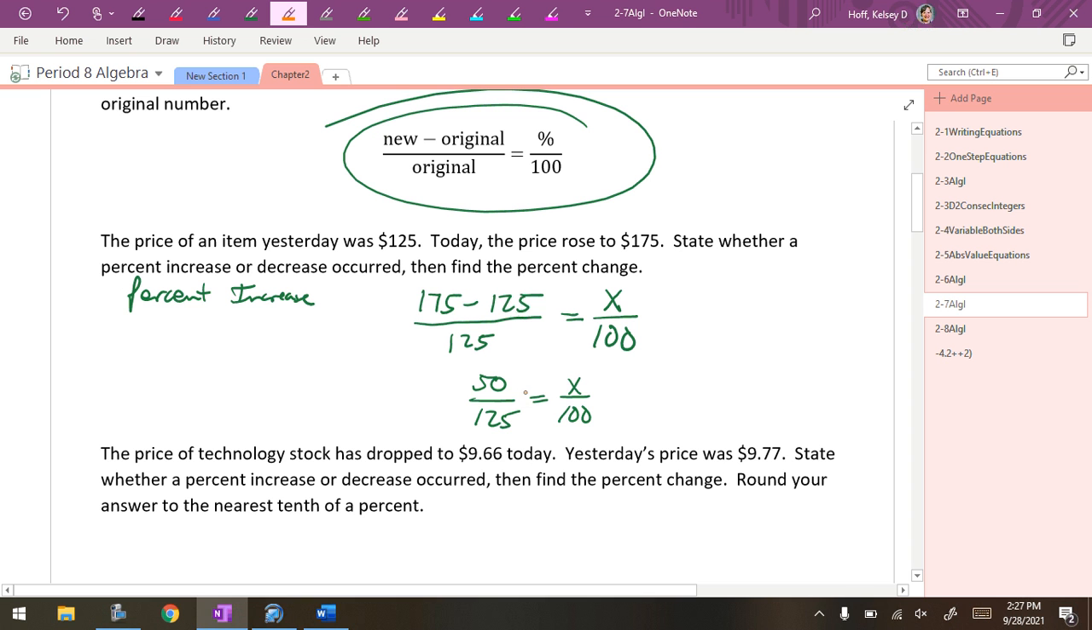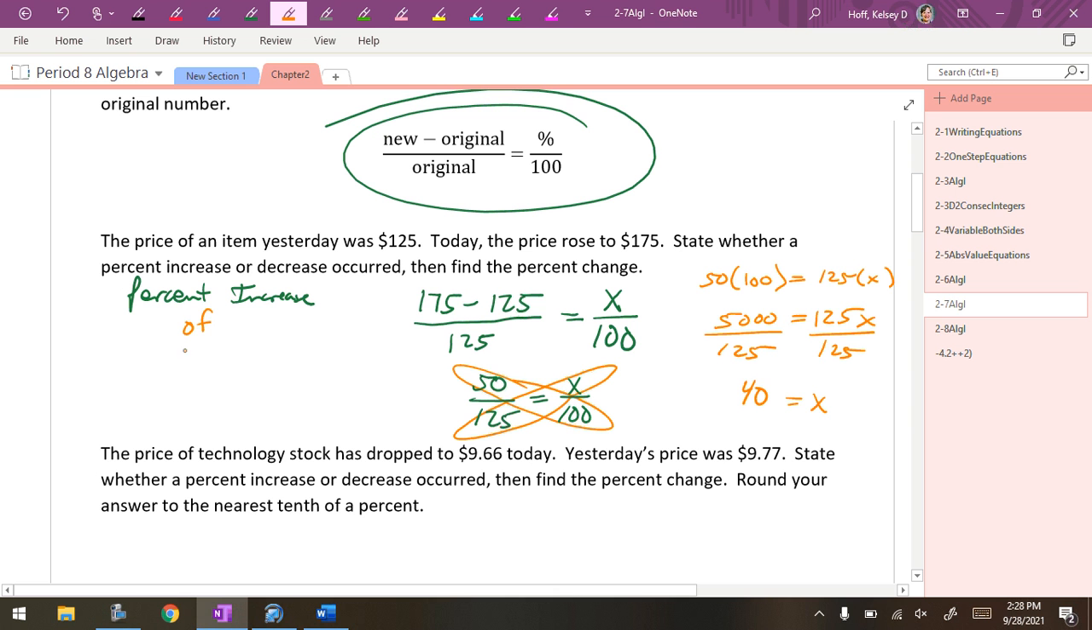Now, cross multiply. 50 times 100 equals 125 times x. Careful, not 50,000. How many zeros? 3 zeros, 5,000. Well, 50 times 100, there's 3 zeros. Then we divide by 125. What do you get? 40. So percent increase of 40%.